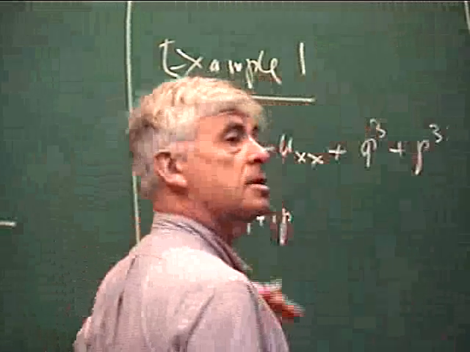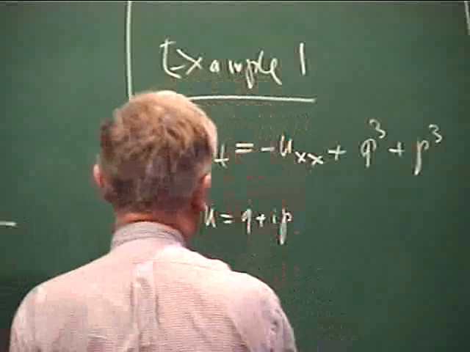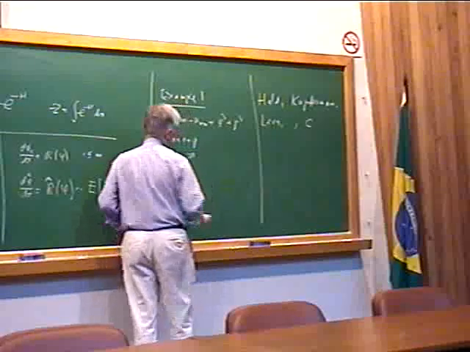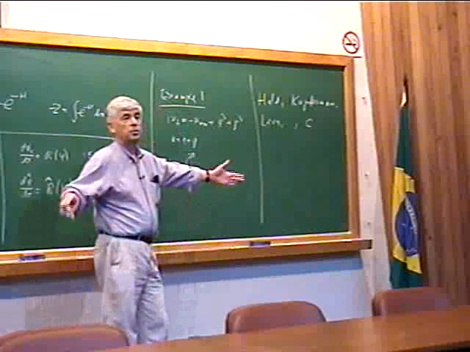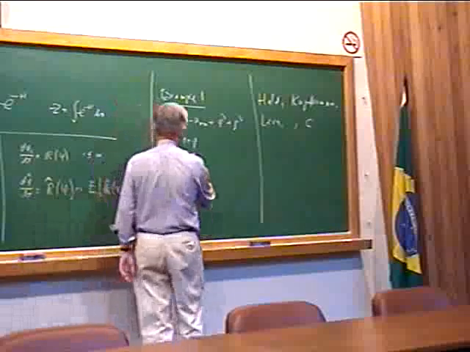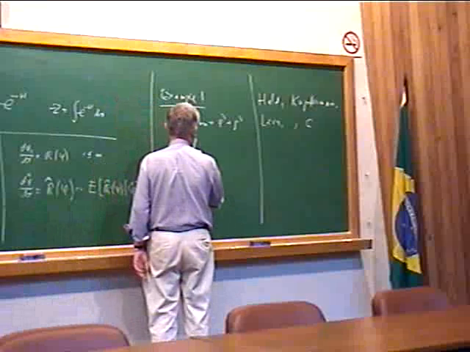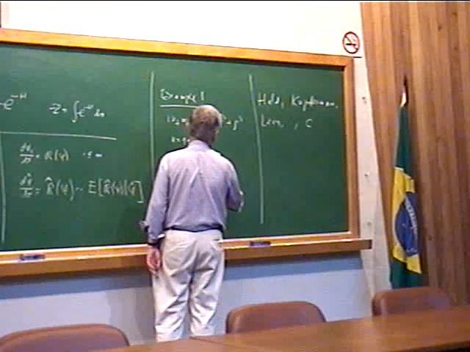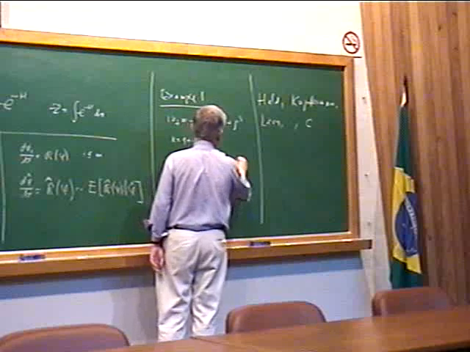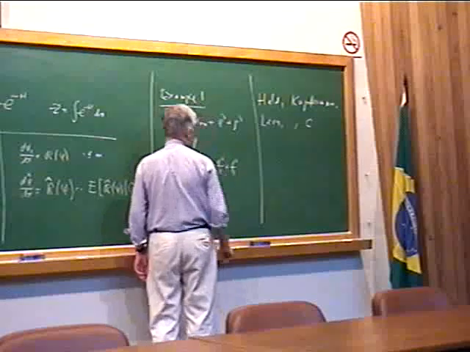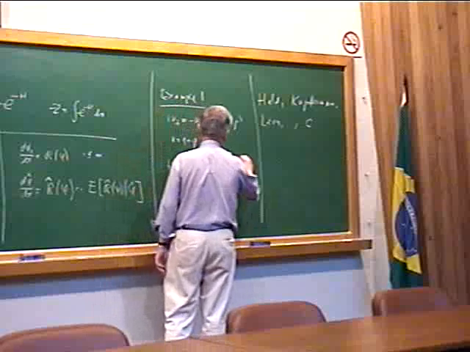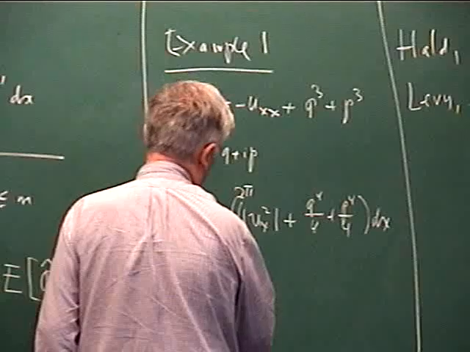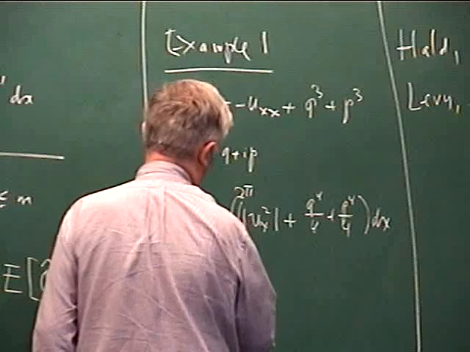This is a Hamiltonian system. The Hamiltonian is the integral from 0 to pi, I'm assuming that I'm working from 0 to pi with periodic boundary conditions, of the absolute value of u_x squared, plus q^4 over 4 plus p^4 over 4. I may be mistaken, there may be an i somewhere here, dx. Okay, and the measure, which is invariant, is e to the power minus h, normalized.